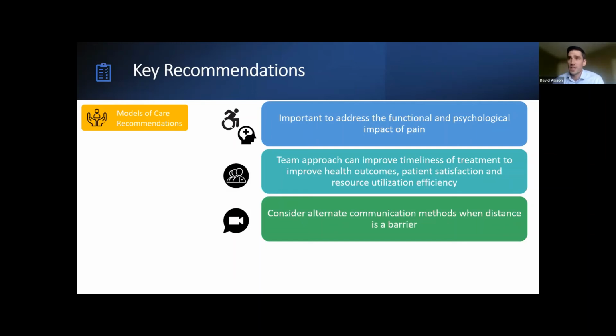Another item that came out as a recommendation was the importance of considering alternate communication methods when distance may be a barrier. This is actually one that was formalized back in the original 2016 guidelines. But of course, now over the past 2 years with the COVID pandemic and the need for social distancing, this one has become particularly relevant.